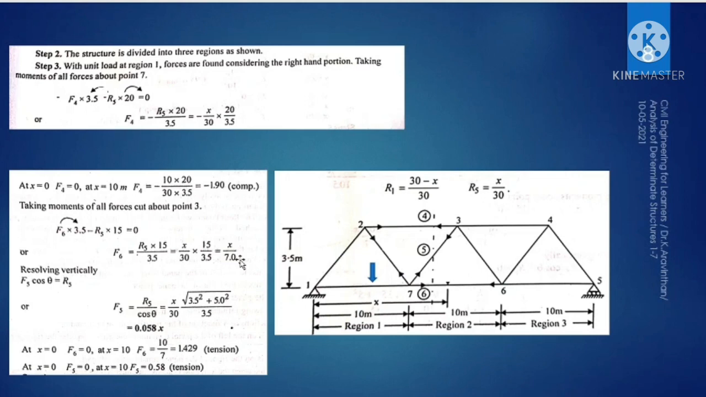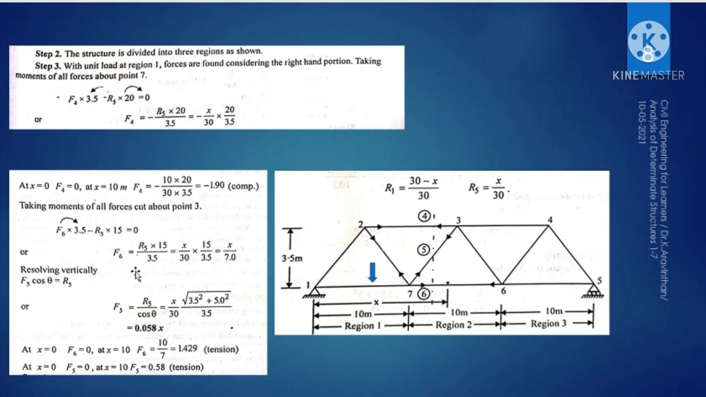If you want to substitute the limits, x by 7, if you substitute 0, what happens? 0 by 7 will be 0, and if you substitute 10, you will get 10 by 7, that is 1.43 as tension.